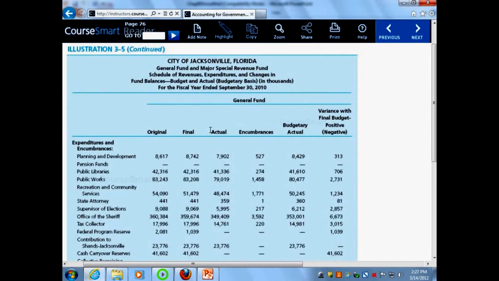Actual and encumbrance gives you the total amount that you've spent. And that allows you then to come up with that. Okay? So don't get confused, but I wanted to tell you how encumbrances play a role. That's it.